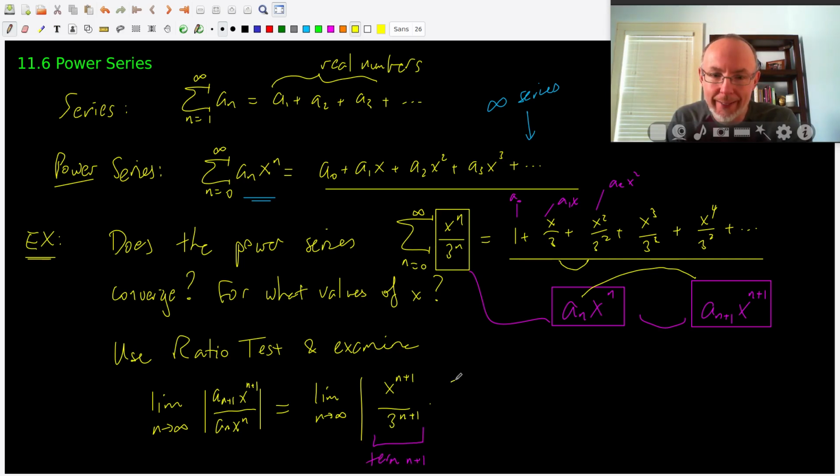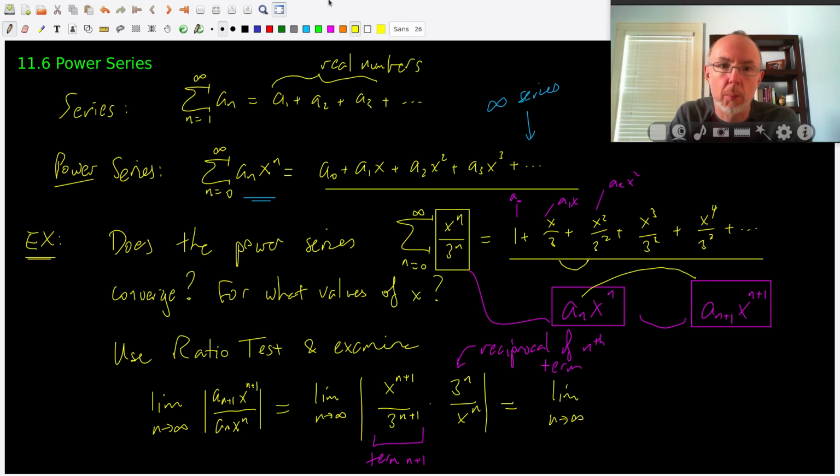And we're dividing that by the nth term, which is x to the n over 3 to the n. So I take that reciprocal. Right, the nth term is this object flipped upside down. So now we can simplify that. That's the idea here. We simplify this by cancelling the powers as much as we can.